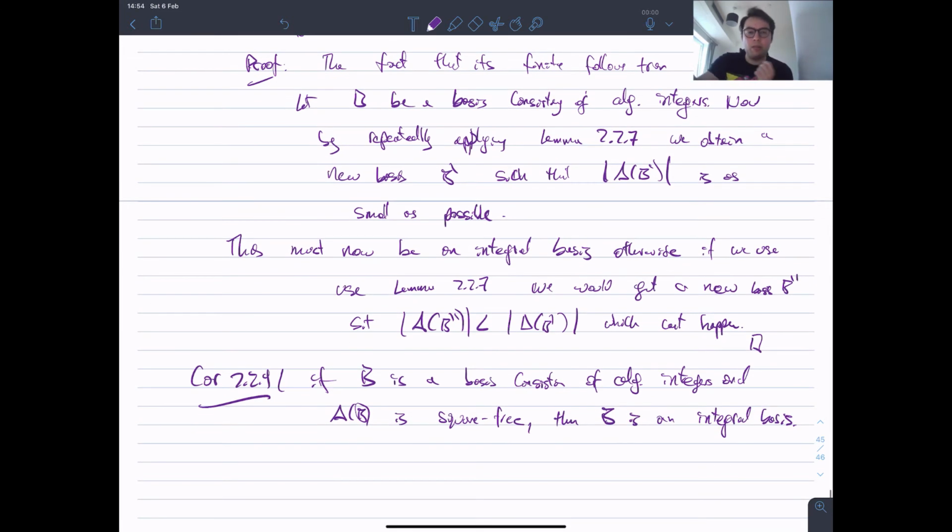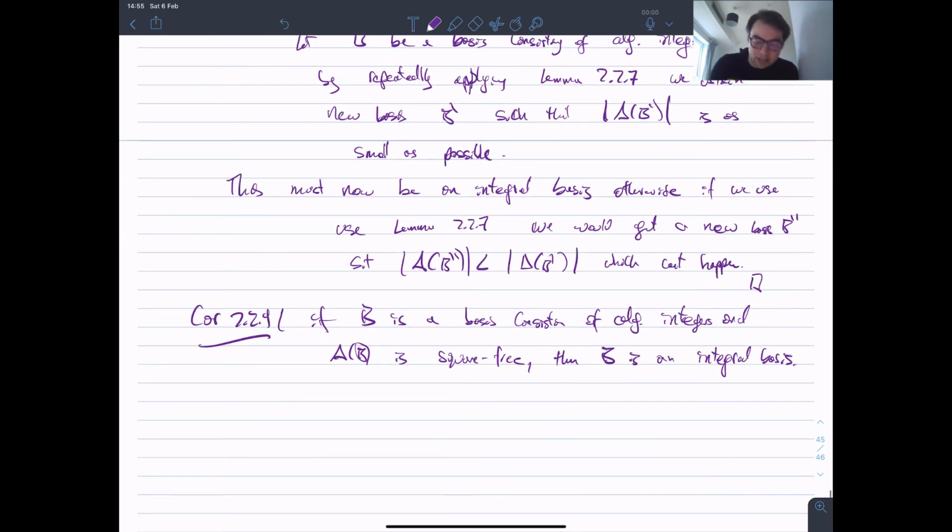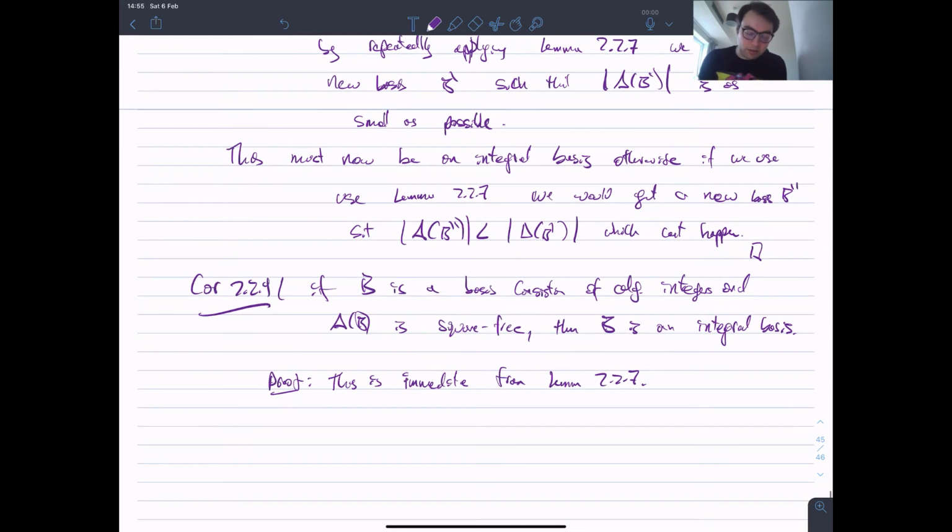Why is that the case? Well, let's think of applying this lemma again. It tells us that if you weren't an integral basis, you apply the lemma and you get a new one which is smaller, and the discriminant somehow has been divided by p squared. But the number that I started with isn't divisible by any square, so I can't have done this. So, proof: this is immediate from lemma 2.2.7. I can't divide my old discriminant by p squared because there's no p squared that divides it.